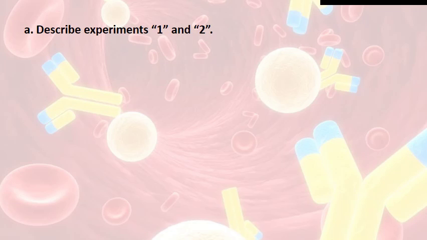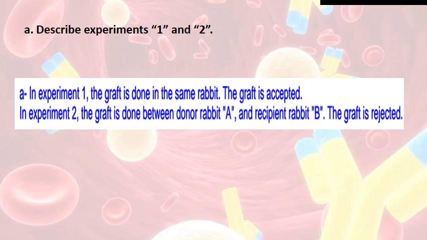Muhammad Saleh: in experiment 1, the graft is done in the same rabbit. The graft is accepted by the immune system. Good. So in the first experiment, we just describe what we see in the figure without explaining what happened. Badia, can you describe the second experiment? In experiment 2, performing the graft between rabbit A and rabbit B leads to the rejection of the graft by the immune system. So from rabbit A to rabbit B, the graft is rejected. So this is the answer: in experiment 1, the graft is done in the same rabbit and is accepted. In experiment 2, the graft is done between donor rabbit A and recipient rabbit B and is rejected.